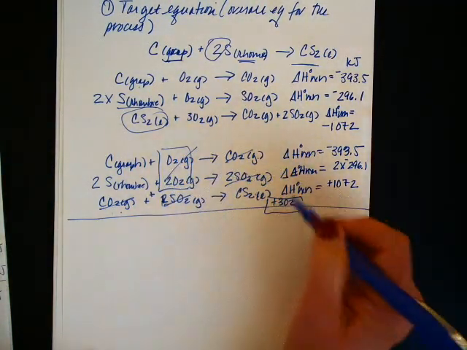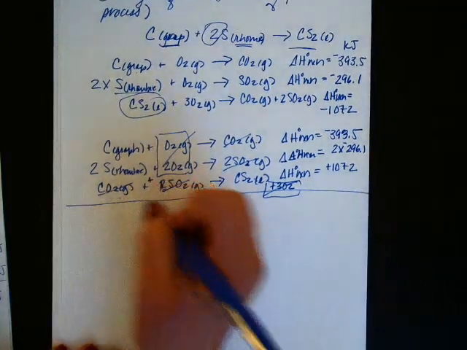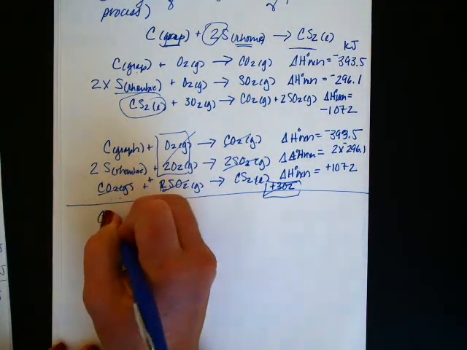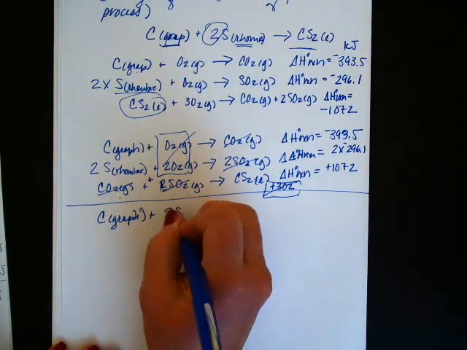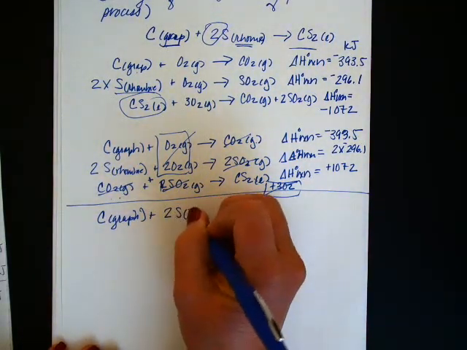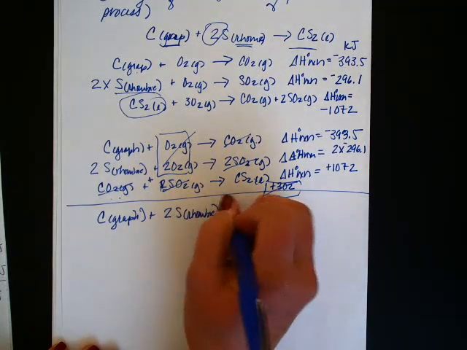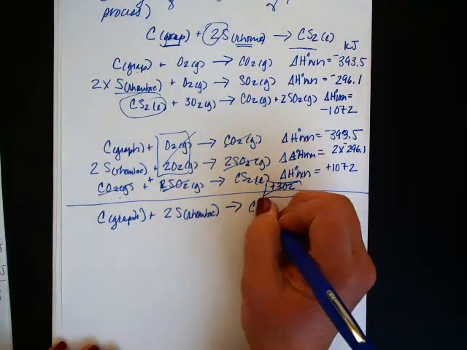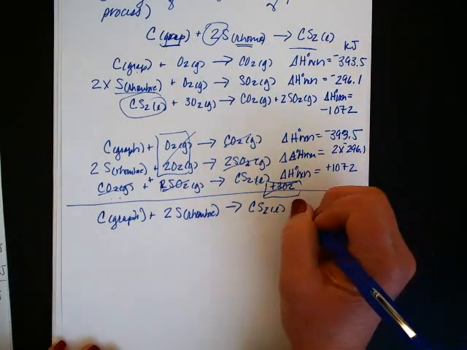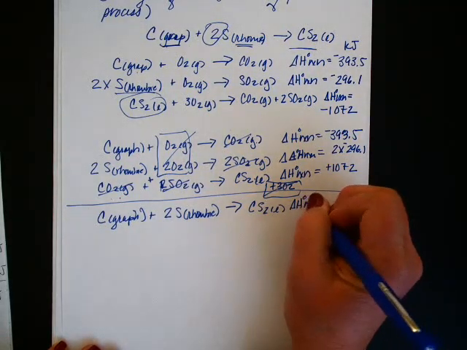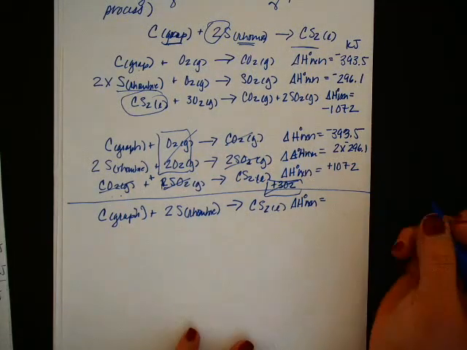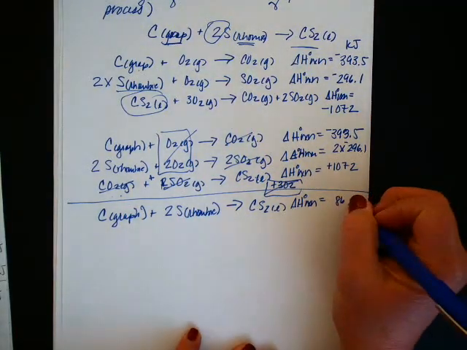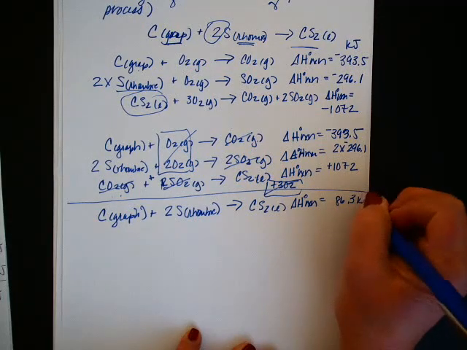Sorry about that. So when I sum these, I have C graphite plus 2S rhombic giving me CS2 liquid. And my standard heat for this reaction then is just going to be the sum of those delta H's. And when I sum those, I get 86.3 kilojoules.